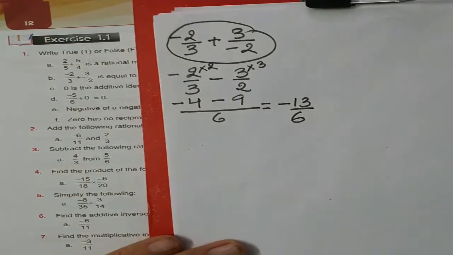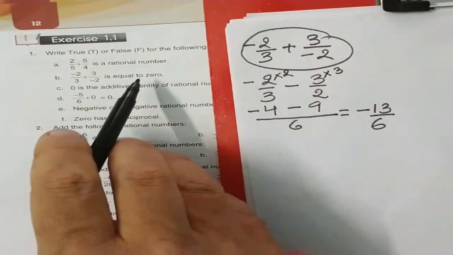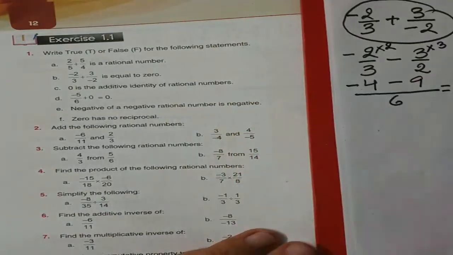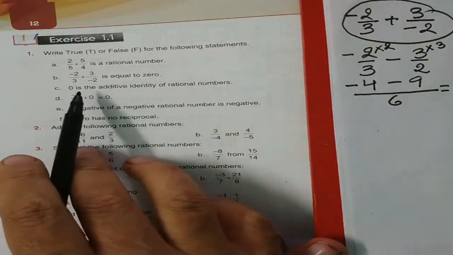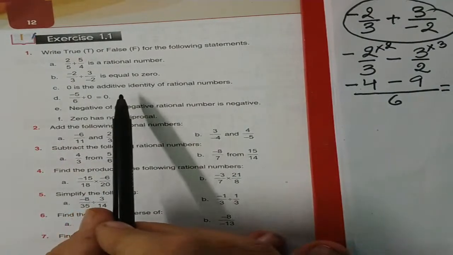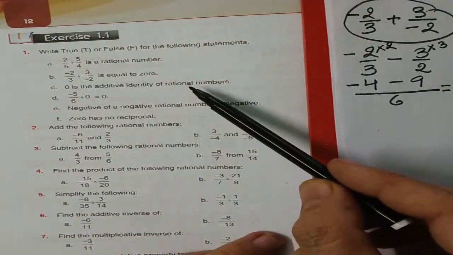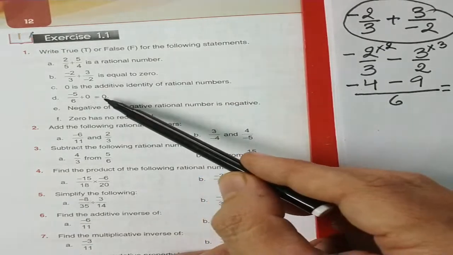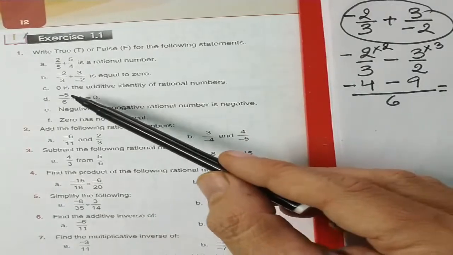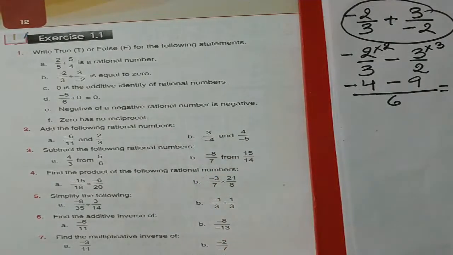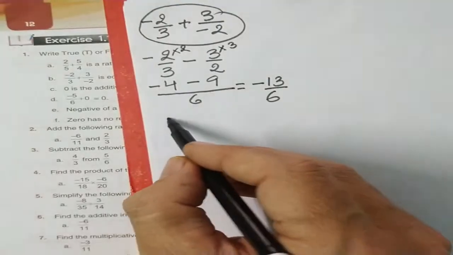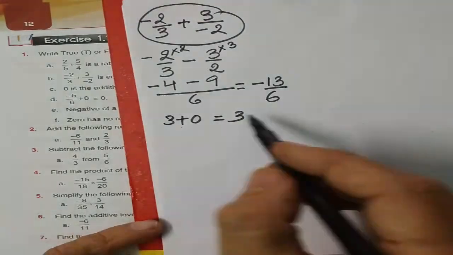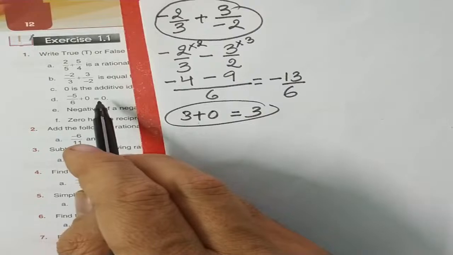Okay, so is the answer equal to 0? The answer is not 0, it is false. So these are based on the property. 0 is the additive identity of rational numbers. Yes, 0 is the additive identity, which means when 0 is added to any number, the answer is the same number. So it is true. And 5 upon 6 plus 0 is equal to 0. This means when this number is added with 0, the answer is 0. But we know that if we add 3 plus 0, the answer is not 0.